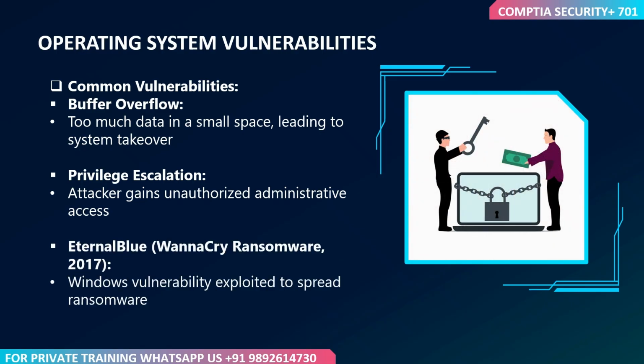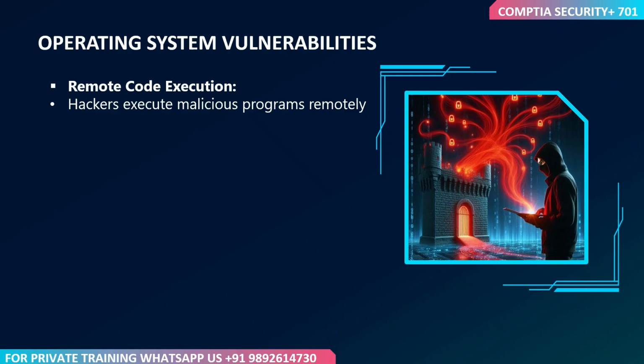One real-world example is the EternalBlue exploit, which was used in the infamous WannaCry ransomware attack in 2017. This attack took advantage of a vulnerability in older versions of Windows, and the exploit allowed the malware to spread across the networks rapidly, encrypting files and demanding payment for decryption. This vulnerability had already been patched by Microsoft, but many systems had not been updated, leaving them exposed to the attack.